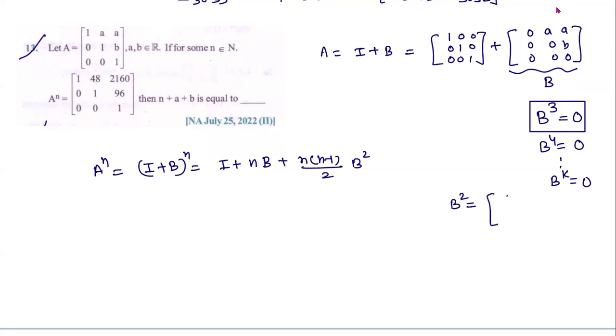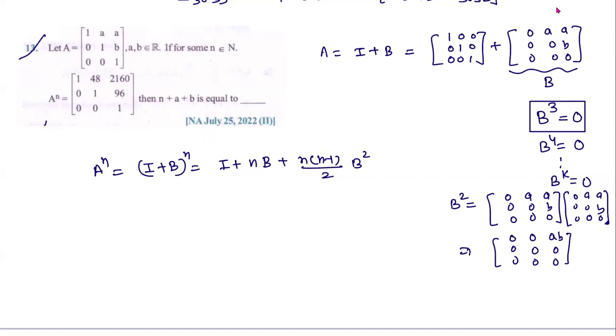What is B power 2? 0, 0, 0, A, 0, 0, A, B, 0. That we need to multiply with 0, 0, 0, A, 0, 0, A, B, 0. Now when we multiply this, what is the first element? 0, 0, 0. Then if we multiply A, 0, 0, we have 0, 0, 0, 0. When we multiply A, B, 0, we get 0, 0, AB. Yes. Next element is 0. Next element is 0. Correct?